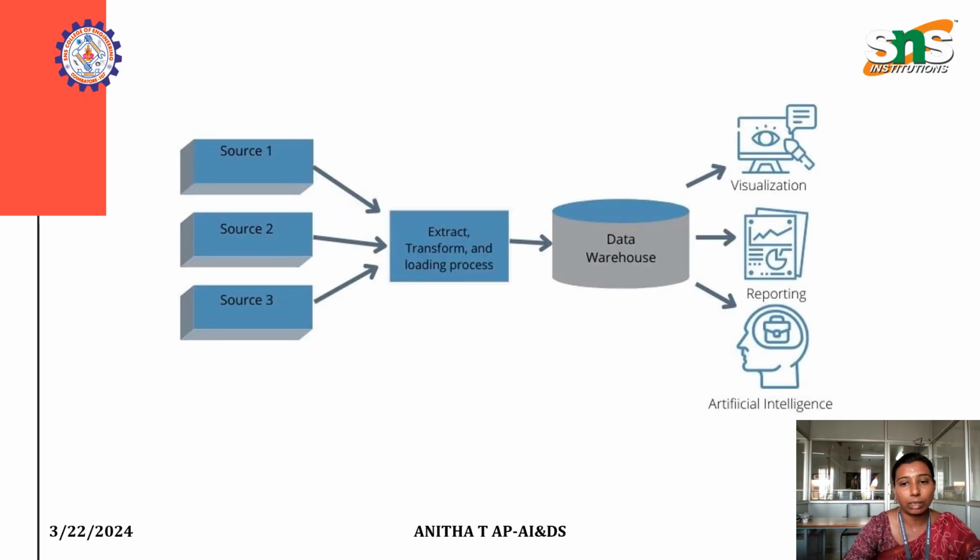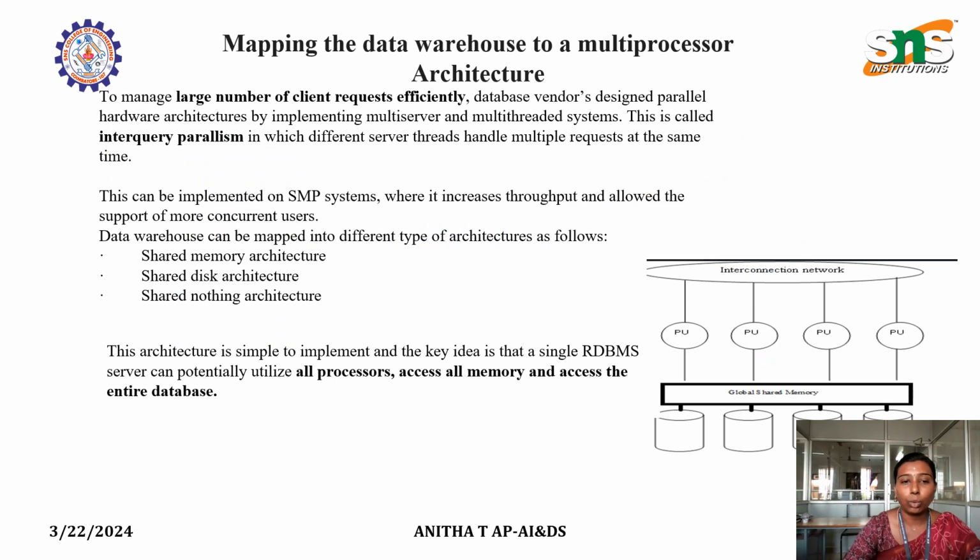And this is some of the architecture of building a data warehouse, and how to map the data warehouse to the multiprocessor architecture to manage a large number of client requests efficiently. Database vendors design parallel hardware architecture for implementing multi-server and multi-thread systems. This is called inter-query parallelism, in which different server threads handle multiple requests at the same time. This can be implemented on SMP systems, where it increases throughput and supports more concurrent users. A data warehouse can be mapped to different types of architecture as follows: shared memory architecture, shared disk architecture, and shared nothing architecture.